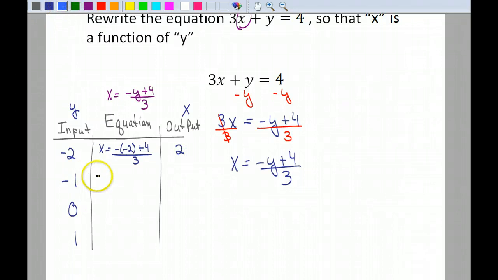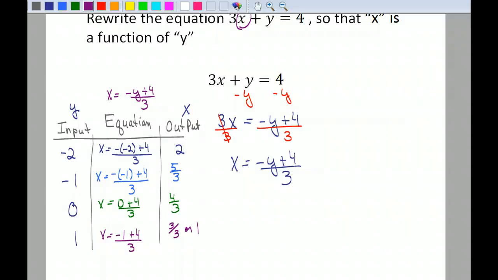Let's do the next one. So I know that x is equal to negative negative 1 plus 4, all divided by 3. Okay, negative negative is a positive. Positive 1 plus 4 is 5. 5 divided by 3, I'm just going to leave that as 5 over 3. I think you're getting the picture now, so I want you to hit pause, and I want you to do the last two.